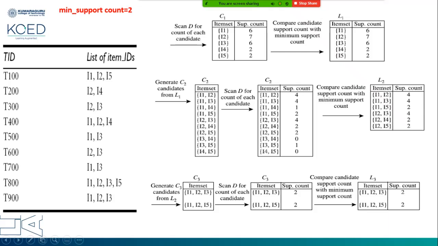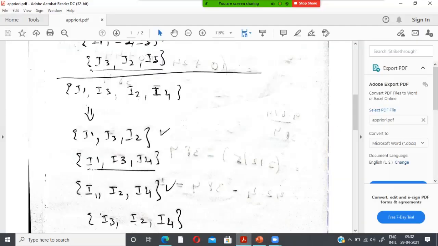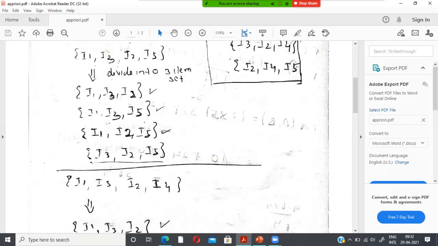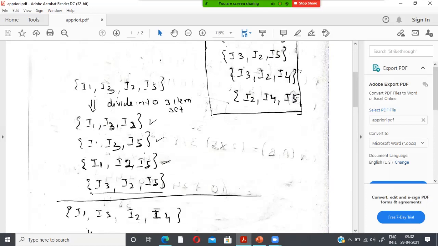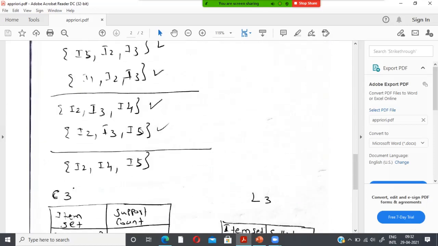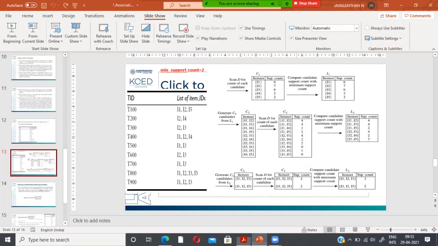Here I'm comparing I1, I5, I2, I3, then I1, I5, I2, I4. So you're adding. Okay, likewise we have to divide.